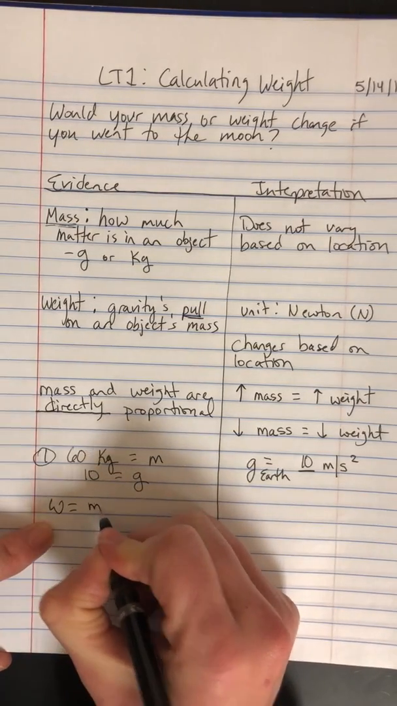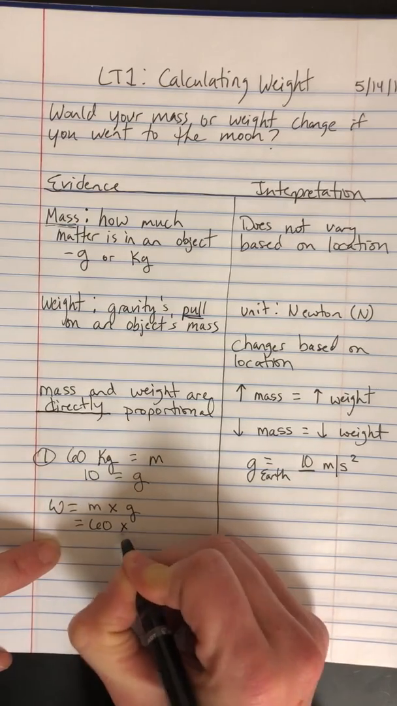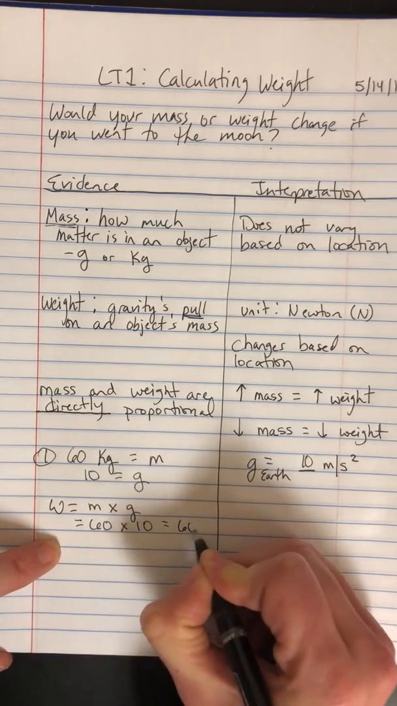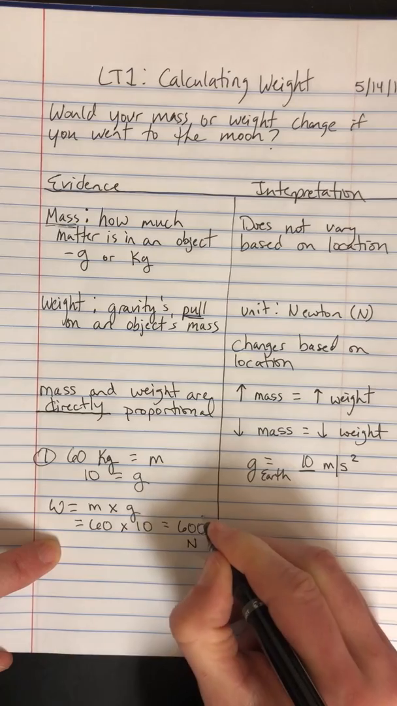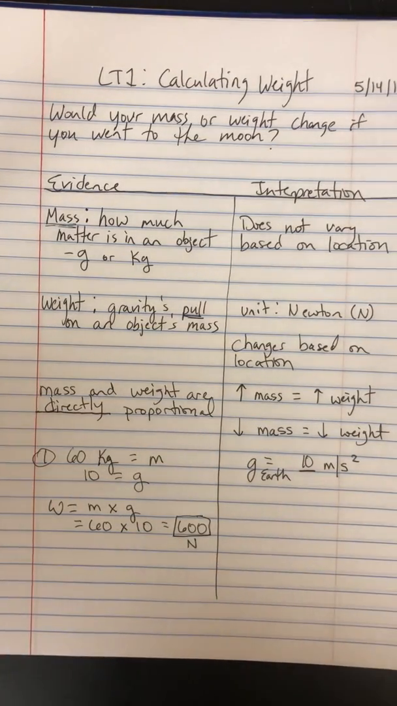So weight is mass times gravity. So it's just going to be 60 multiplied by 10, which means Lily would have had a weight of about 600 newtons here on Earth. Okay, about 600 newtons.